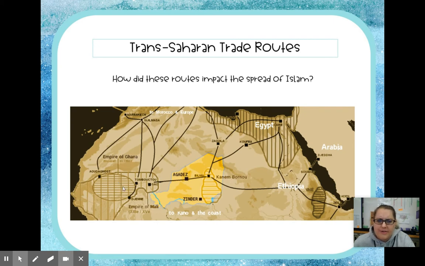So a question for thought is, how did these routes impact the spread of Islam? The fact that there were so many of them and they went through so many cities, how do you think that impacted the spread? Do you think that it made it go quicker? Do you think that it made it go slower? Do you think that more people were exposed to it? What do you think? What impact did all of those routes have?